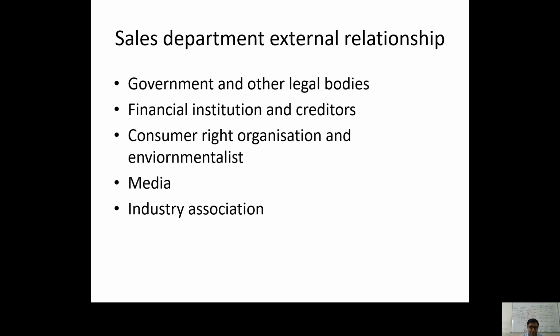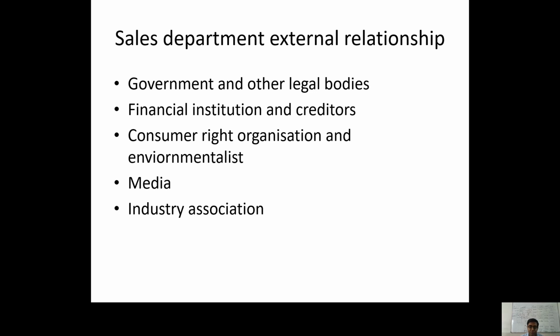So it is also the role of the sales department to ensure that there is a smooth relationship between your organization and financial institutions. The sales department can provide vital information and inputs, and can play an important role in managing the relationship with financial institutions, especially through direct contact with the organization.